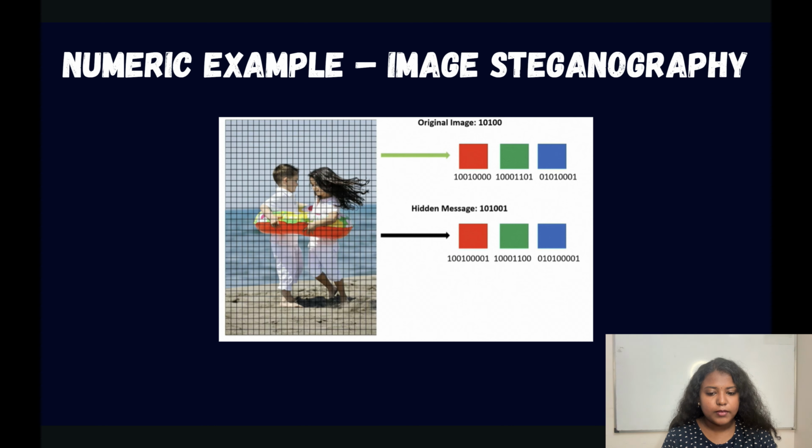Now suppose I want to hide a secret message represented as the binary string 101001. To do this, I will take the last bit of each color value, called the least significant bit, and replace it with the secret bits. So after embedding the hidden bits, the new pixel value becomes red equal to 10010001. The last bit is changed here. For green, 100011100. Last bit has changed. For blue, 01010001 unchanged. The important thing is these changes are so small that the human eye cannot notice any difference in the image. But if someone knows the hiding methods, they can extract those least significant bits and recover the secret message.